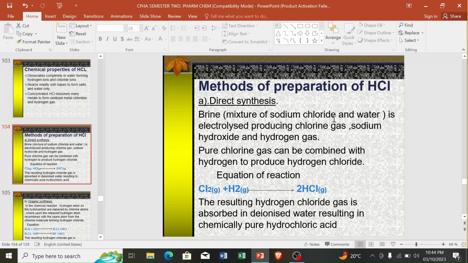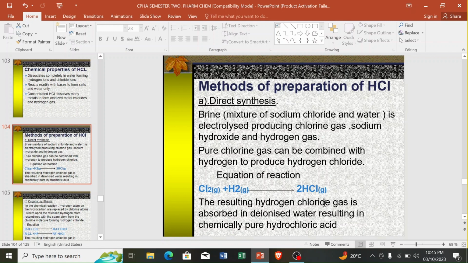So our brine undergoes electrolysis, or we electrolyze it, producing chlorine gas, sodium hydroxide, and then hydrogen gas. Pure chlorine gas can be combined with hydrogen to produce hydrogen chloride. And then we have the equation of reaction, because we know that under electrolysis we have both the cathode and the anode. So you find that these two gases are produced from both the anode and the cathode. We should appreciate that at the cathode there is a reduction type of reaction, and at the anode we expect oxidation to take place. So our chlorine gas is formed at the anode, and the hydrogen gas is formed at the cathode.